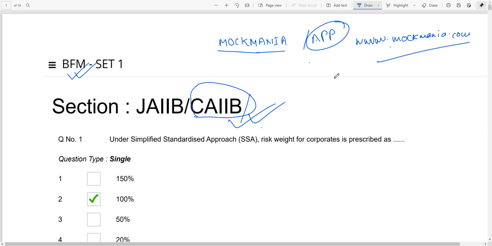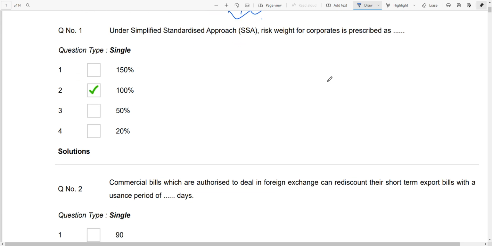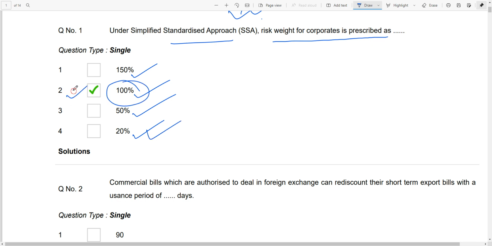Now let's start the discussion. Question number 1. Under the simplified standardized approach, SSA, risk weight for corporate is prescribed as: options are 150%, 100%, 50%, and 20%. The correct answer is 100%. Under the simplified standardized approach SSA, risk weight for corporate is prescribed as 100%.